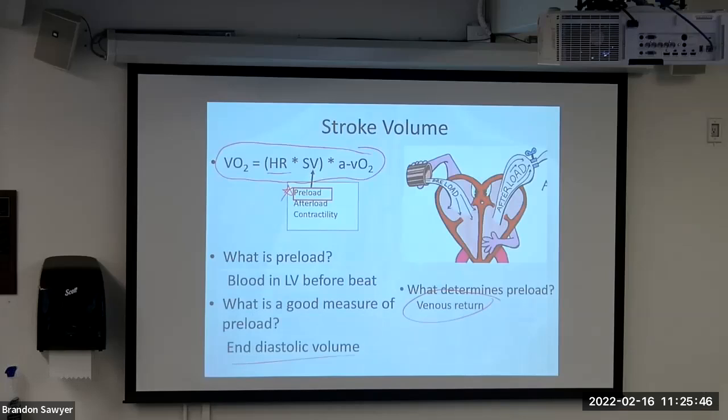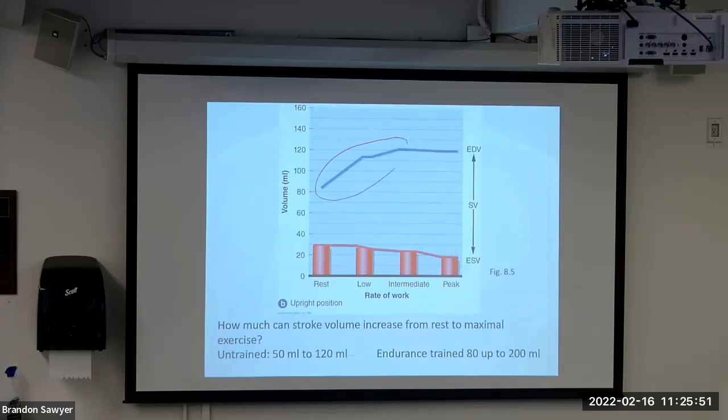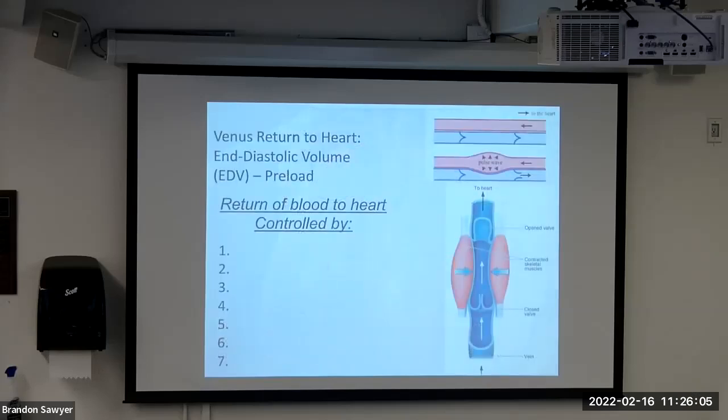So then really what we need to figure out is, since we saw preload increasing quite a bit here, right? We saw a big increase in end diastolic volume. The question is, what causes that, right? That's where we're heading next. What makes this happen? How do we get all of a sudden so much more blood in the heart before it contracts? And so there are 7 primary factors that increase our venous return, or that are related to venous return. And those are all related to increases in our end diastolic volume. Okay, so the first one is what's called our muscle pump.